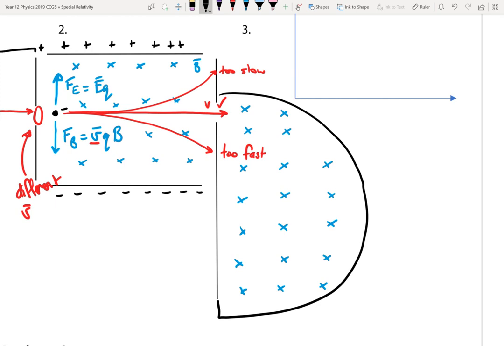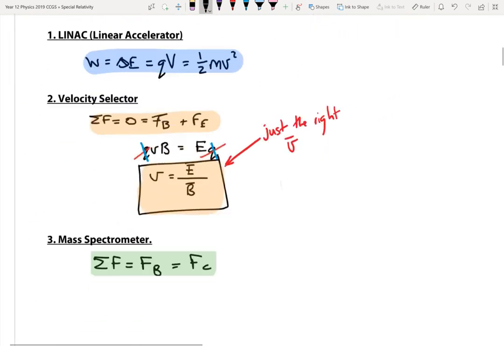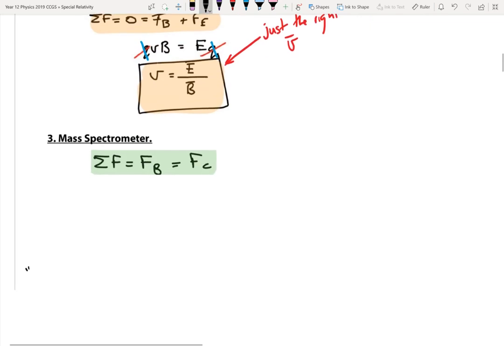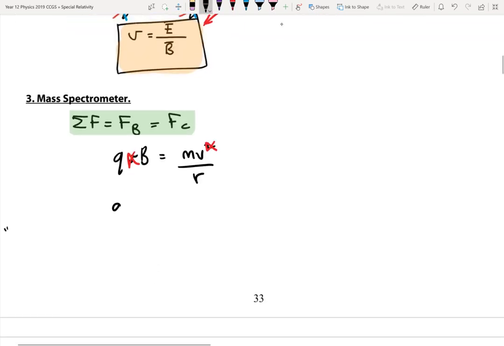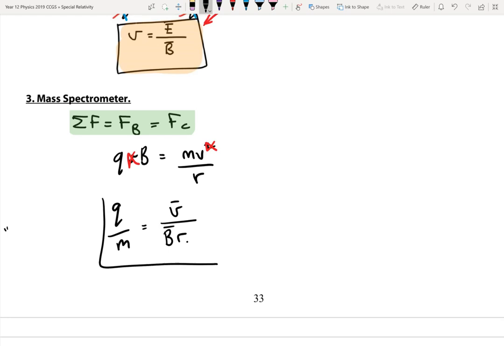So here's the thing. In this part, down the bottom here, the magnetic force, which is equal to QVB, is going to produce the centripetal force, which is mv squared on r, and we cancel and cancel, and we get this lovely equation. Now I'm going to write it, the Q on m equals V over BR, okay?